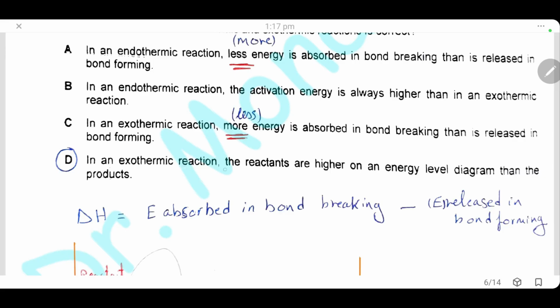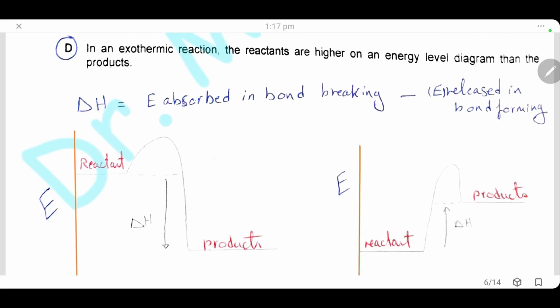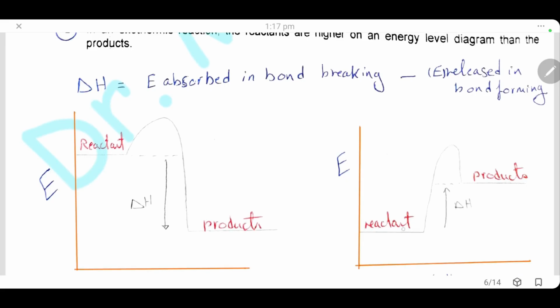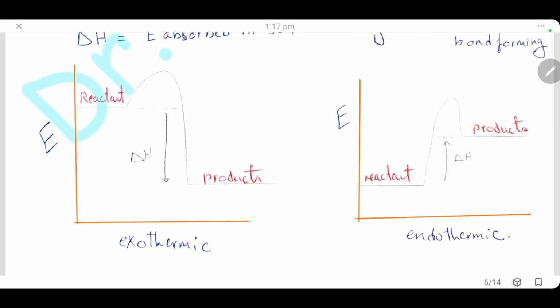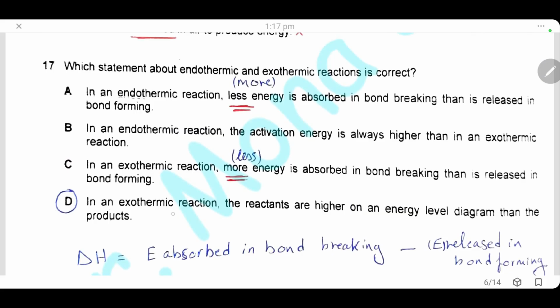D, in an exothermic reaction, the reactants are at a higher energy level on the energy level diagram than the products. Here I have the energy diagram for the exothermic and the endothermic reaction. In the case of exothermic, the reactants are at a higher energy level than the products, so energy is released. And in the case of an endothermic reaction, the reactants are at a lower energy level than the products, so energy is absorbed. This is for endothermic. So here the only correct statement is D. In the exothermic reaction, the reactants are higher on the energy level diagram than the products.